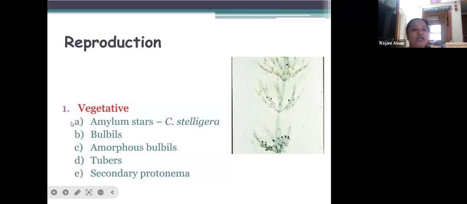Coming to the reproduction. Here, vegetative reproduction in Chara takes place by the following types. One is the bulbils, amylum stars, amorphous bulbils, tubers, and secondary protonema. Many times the question is expected on this amylum star, with the example Chara stelligera. This one is the best example. Many times they ask where the vegetative reproduction star shape is filled with amylum starch, and which example for Chara. Stelligera is the best example.